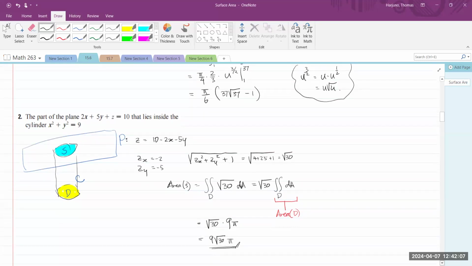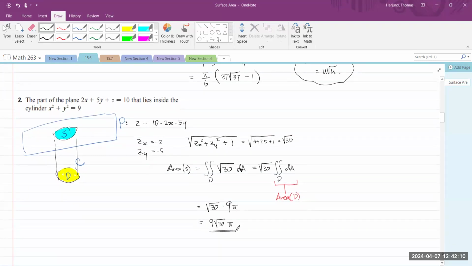Now you will see we will have this phenomenon in which the integrand becomes a constant if the surface is a plane. Okay, the integrand is a constant if the surface is a plane, and the area of that surface S is basically the square root of 30, or square root of whatever that's the thing there, multiplied by the area of the shadow in the domain. Okay, that's for number 2.